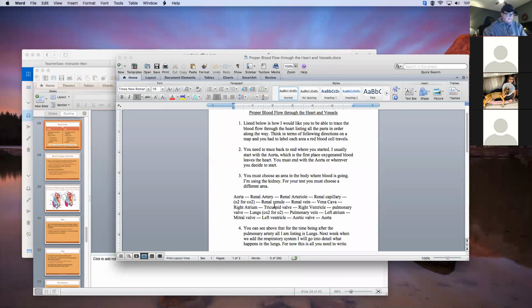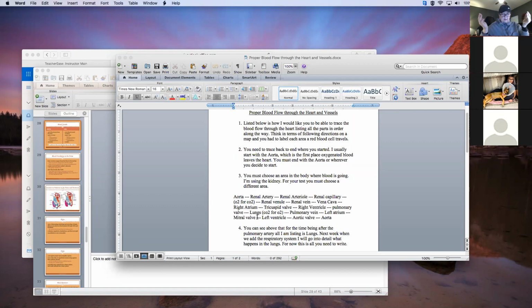And then the vena cava, I have here, is going to come into the right atrium. It's going to go through the tricuspid valve, and it's going to go to the right ventricle. And then it goes out the pulmonary valve. I left out one thing here, and I didn't pick it up till after I'd sent it to you guys. But right after the pulmonary valve is the pulmonary artery. So right between pulmonary valve and lungs, it should say pulmonary artery. After the pulmonary artery, it goes to the lungs.